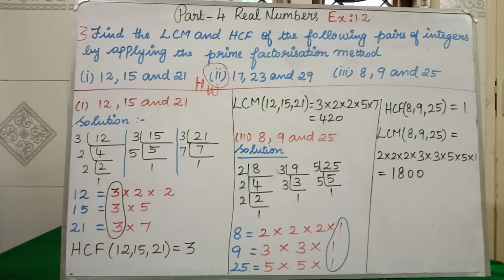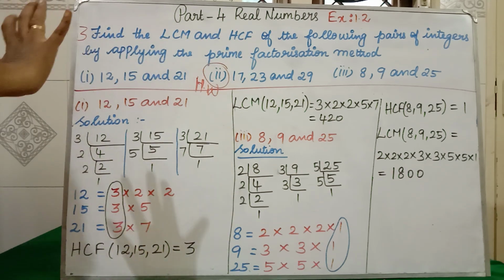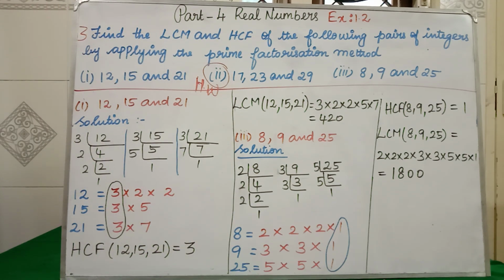If you see the second subdivision, we want to find the LCM and HCF. After finding LCM and HCF, we want to verify that LCM into HCF is equal to the product of the two numbers. Now, in the third question, we want to find LCM and HCF alone, separately. Clear? In part 4, we have seen exercise 1.2, first question, second question, third question. Now I will write what the homework problems are. So do the homework continuously in your classwork with good presentation. Clear?